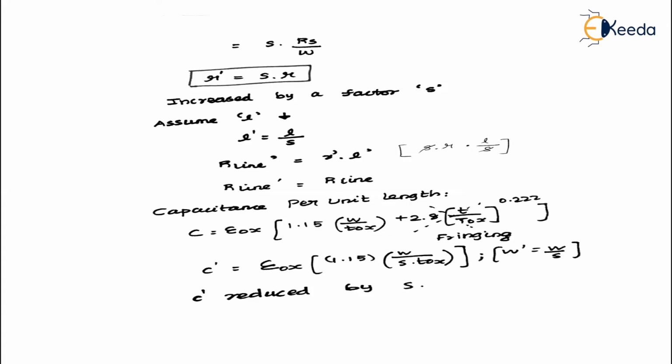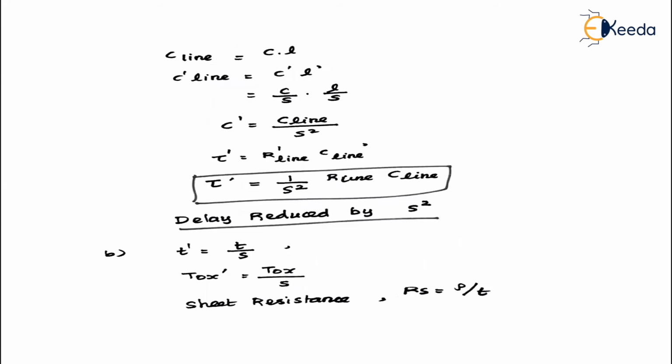We found that the resistance is not changing. Now, the new capacitance will be equal to, with W changed to W by S, W by S into Tox. I find that C dash, the newer capacitance per unit length, is reduced by S. Now C dash is reduced. What is C line? We know C line is equal to C into L. What is C line dash? It is equal to C dash into L dash. C dash is reduced by a factor of S, and we are reducing the length, which is given as L by S.